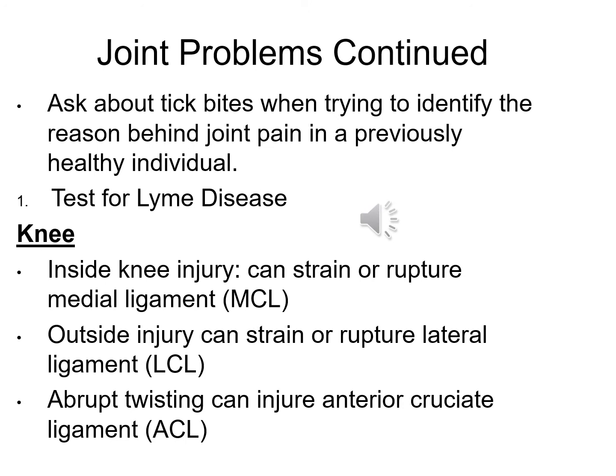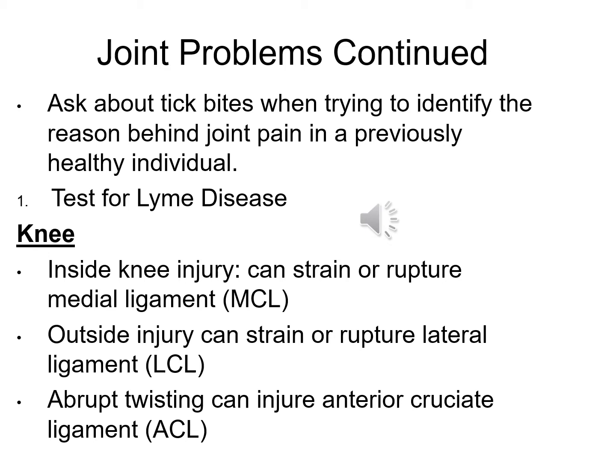When a patient presents with joint pain but they've got no other issues behind that joint pain, or it's new onset joint pain, you might want to ask about a tick bite. So that can help identify the reason behind pain in a previously healthy individual. So you'll test for Lyme's disease. It's the most common one in our area. Rocky Mountain spotted fever is also common, but the Lyme's disease will cause the severe joint pain.